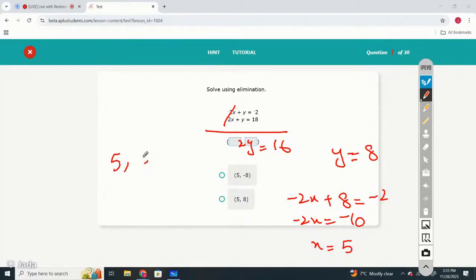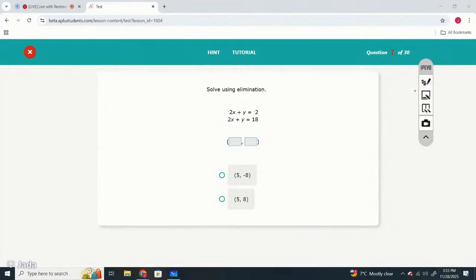So the correct option is 5 and 8. Option number 2 is the correct option.